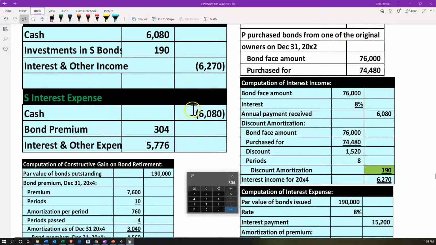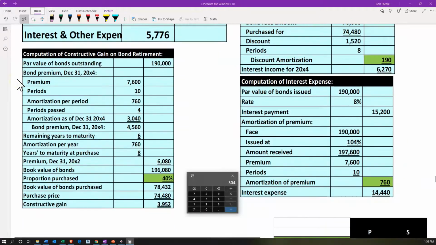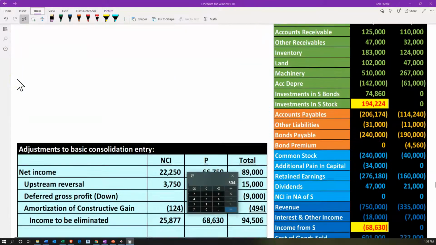So then we're going to have the 6,080 minus the 304. We have the expense side of things, interest expense with relation to these intercompany bonds, of the 5,776. So again, you can see these two don't mirror each other exactly. When we do the elimination entry, it's useful to see or think about this in basically journal entry format, at least it is to me. And then we can go in here and pick up these numbers as we do our elimination entry process.